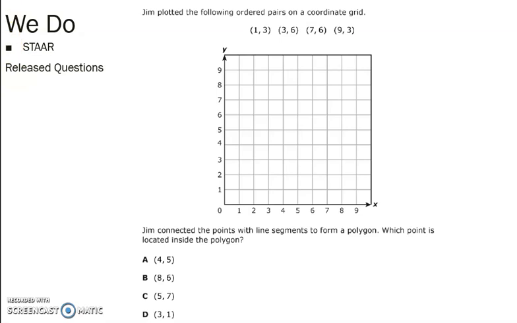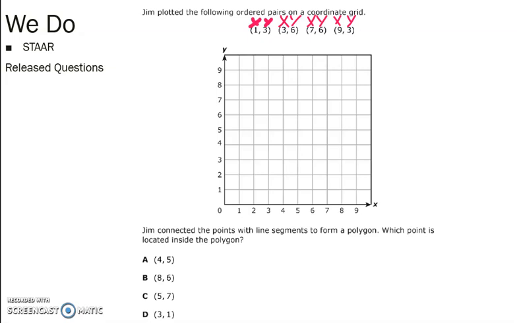Alright, so whenever you're graphing ordered pairs, remember you have to have your x first and then your y. So in this case, 1, 3. 1 is my x and 3 is my y. Okay? So I'm going to go ahead and label my coordinates. So this is my x, my y, my x, my y, my x, and my y.